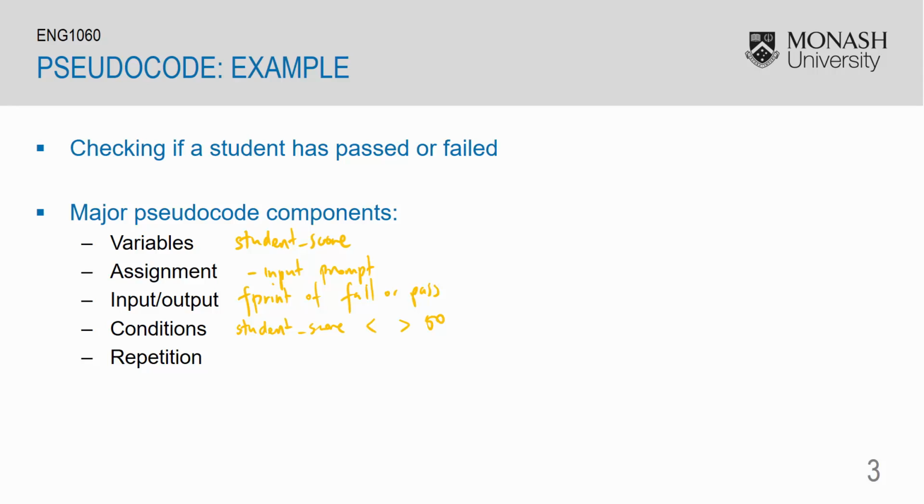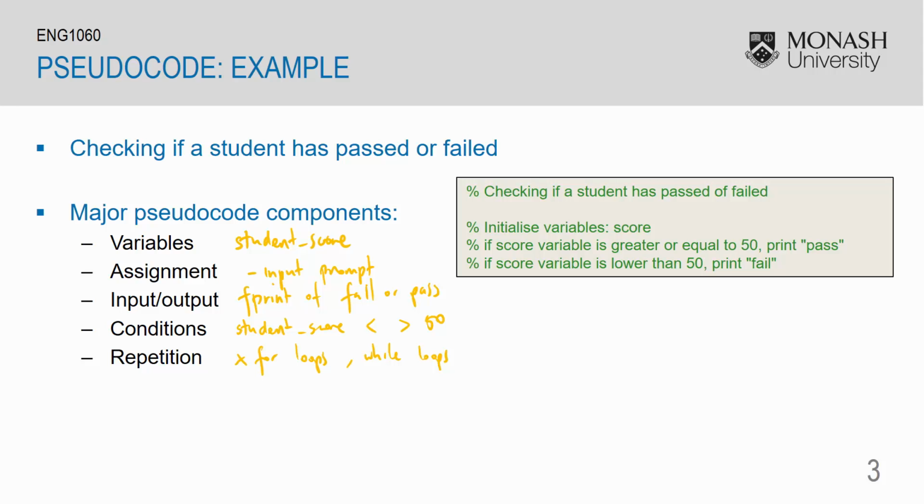And in terms of repetition, for this particular scenario, there is no repetition, so there are no for loops or while loops that is anticipated. Writing out the comments, we can see that we have our initial variable being score. If score is greater than 50, then we'll print pass. If it's lower than 50, then we'll print fail.